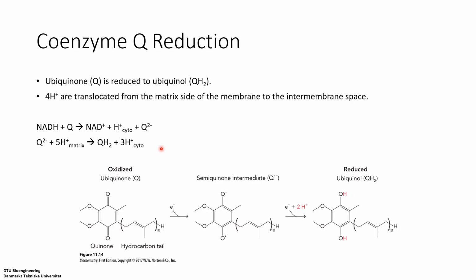At the same time, we get this ubiquinone 2- form here that picks up basically 5 protons from the matrix and forms the ubiquinol, and again here transports the protons into the cytosol. Again, that way we create a membrane potential. So we pump these protons from the inside of the mitochondria to the outside of the mitochondria. So that's what this should indicate down here.